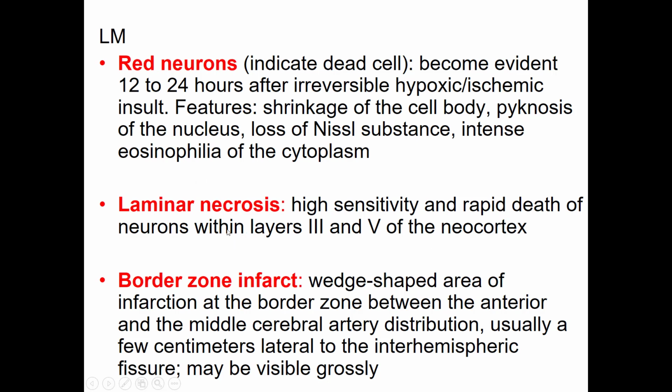And this laminar necrosis usually affects layers 3 and 5 of the neocortex, because these layers have large pyramidal neurons in their normal location. And there's another important aspect of hypoxic ischemic injury in the brain, which is not global but localized, the so-called border zone infarct. The border zone means the border zone of blood supply territories.